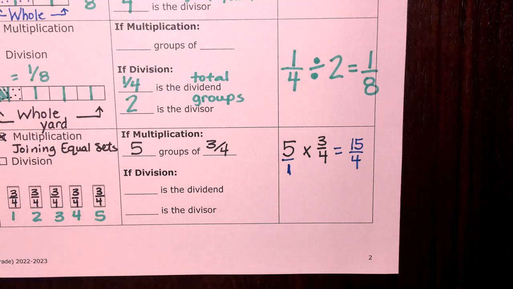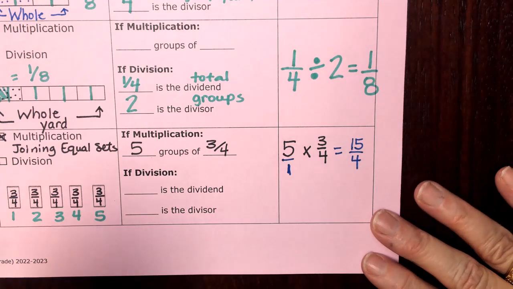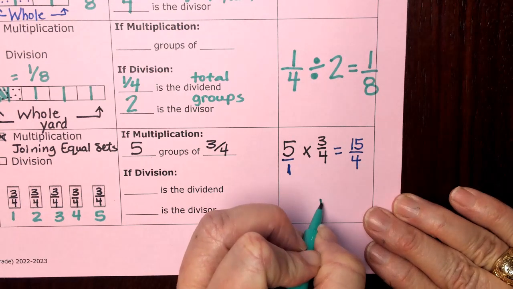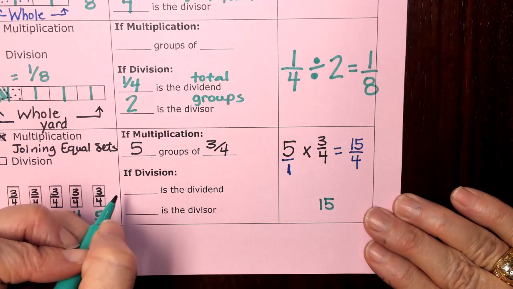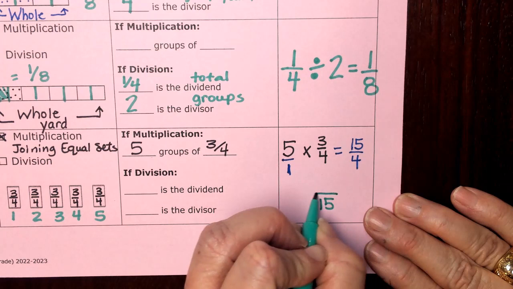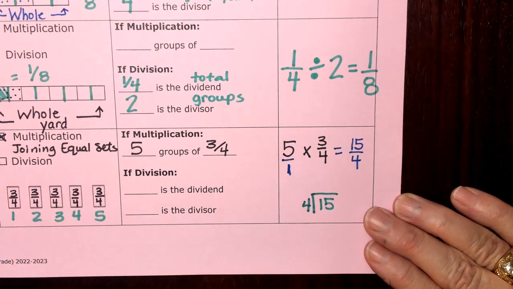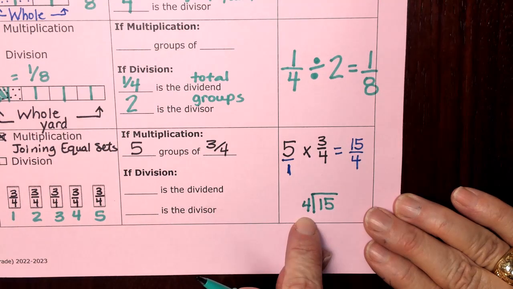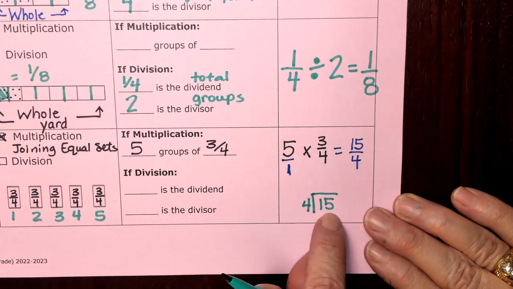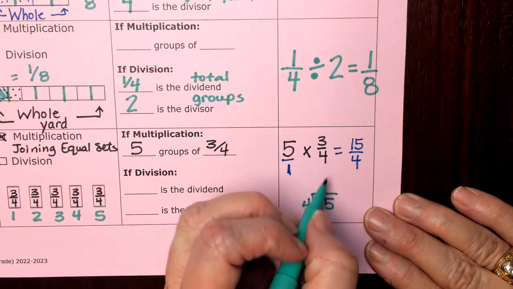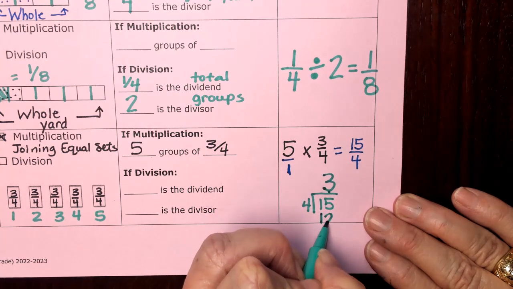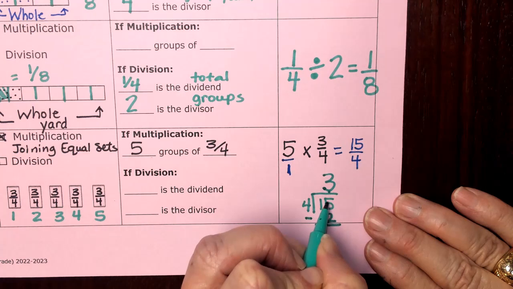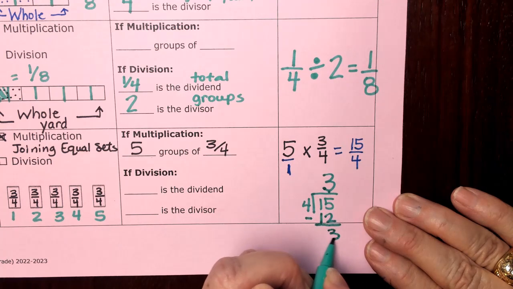You can divide this out in your head, or for those of you who would like to write it down on paper, 15 is your dividend, and 4 is your divisor. You're dividing it by 4. So how many groups of 4 are in the number 15? Well, there are 3 whole groups. 3 groups of 4 is 12. And 15 minus 12 is 3.